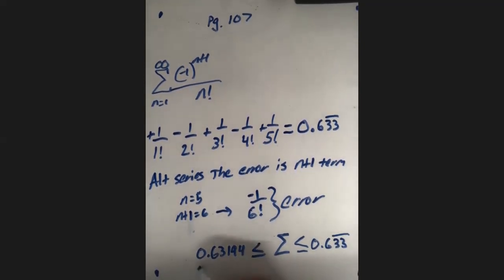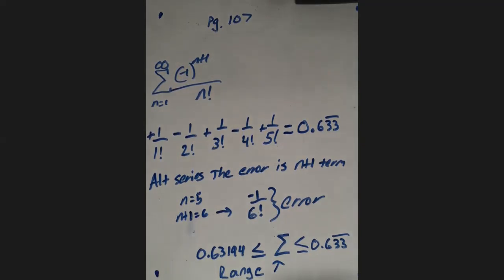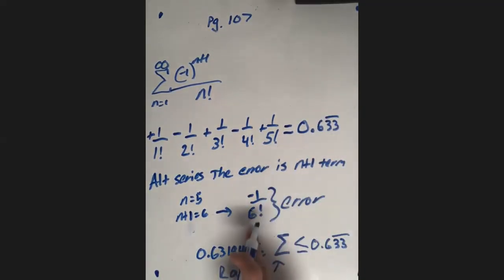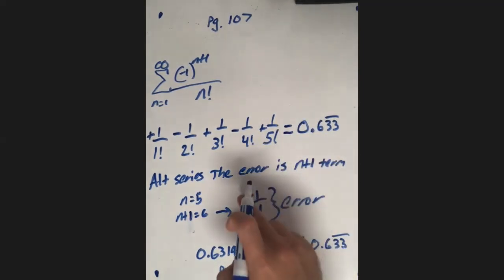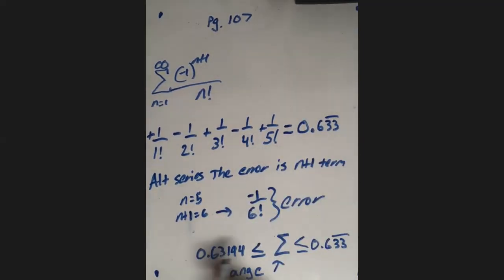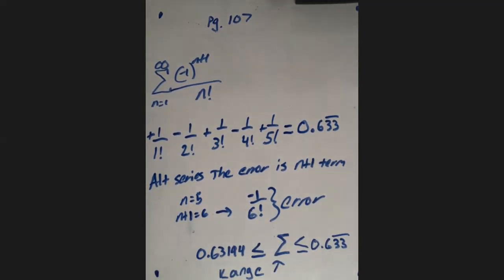Okay, so this right here would be my range for my series, okay? All we have to do is find the next term, subtract that from where we were. Again, 1 over 6 factorial is very, very small. It's like 1 over 720, I think. Very small. So all we have to do is take that small negative number, add it to that. We get this number. That's the bottom side of our range. This is the top side of our range. We have an error in between. Makes sense. Okay.